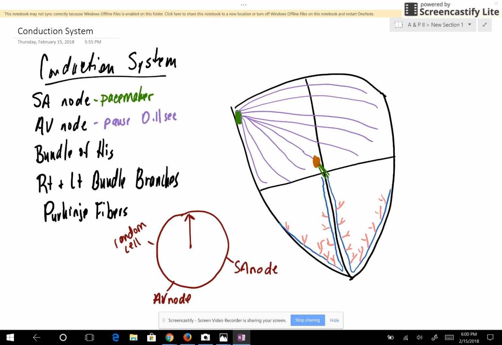It sends the information to the bundle of His. The bundle of His is going to send the information to the right and left bundle branches and to the Purkinje fibers. The SA node then, the timer starts over and it says tick, tick, tick, tick, tick, tick, tick.